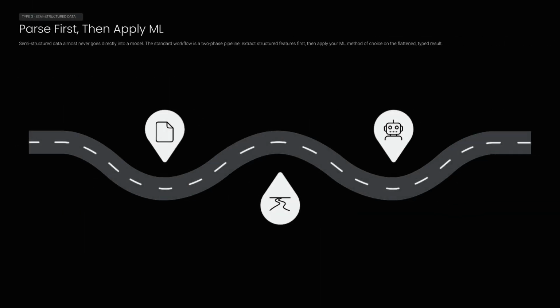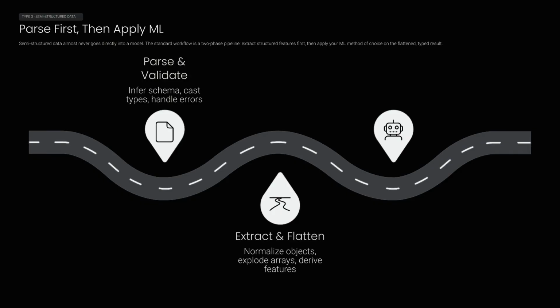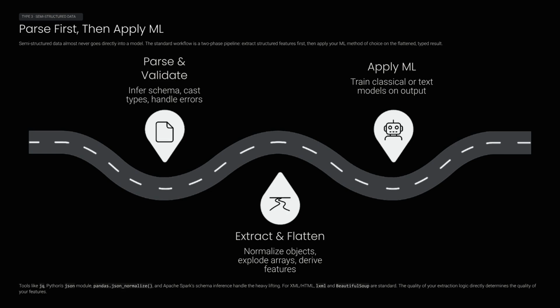Semi-structured data needs to be processed through a 2-phase pipeline: parse, validate, and extract structured features, then apply the machine learning method of choice on the flattened, typed result.